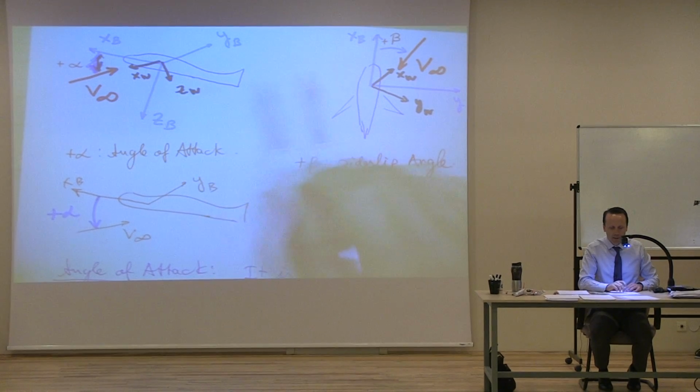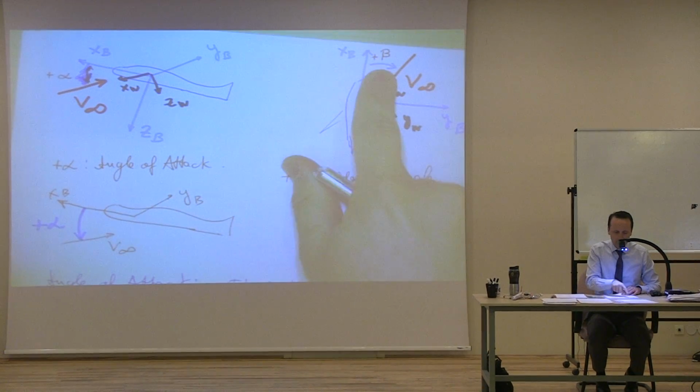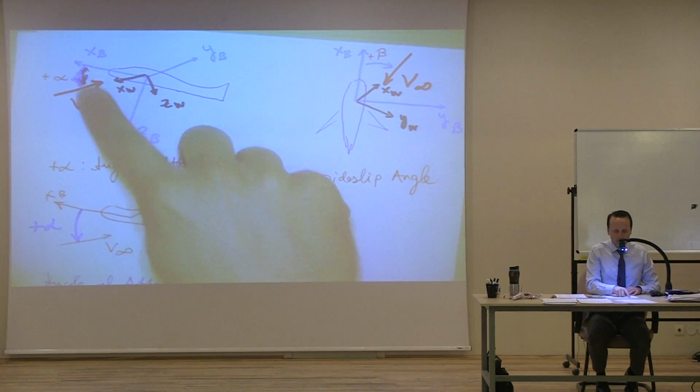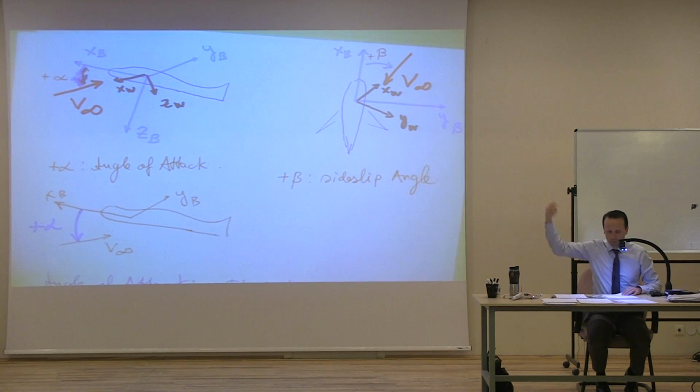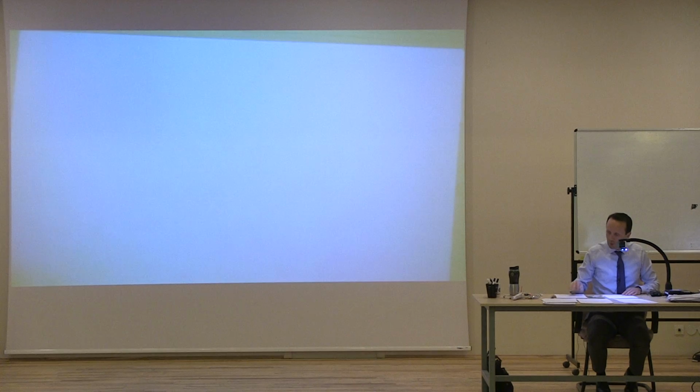The biggest thing here is that there's a difference between this angle definition and this one here. Because here a positive YB would be like this, and here a positive ZB would be in the opposite direction. So just think of that. Okay.